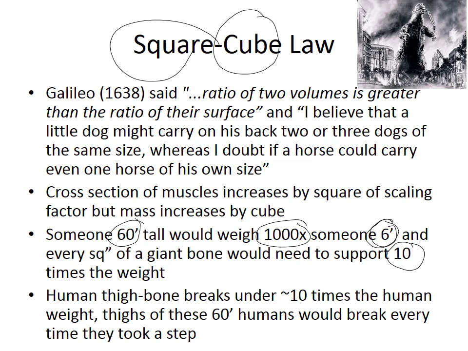So that is enormous. The bone is not going to be able to support a really, really big muscle. And the human thigh bone, which is the strongest bone in your body, will break under about 10 times the human weight. So if you say that you're 6 feet, 10 times weight is going to actually make you 60 feet, your bones would break. So the thighs of a 60-foot human would actually break every time they took a step. So that isn't going to work. That is why there are limits on how big organisms can get.